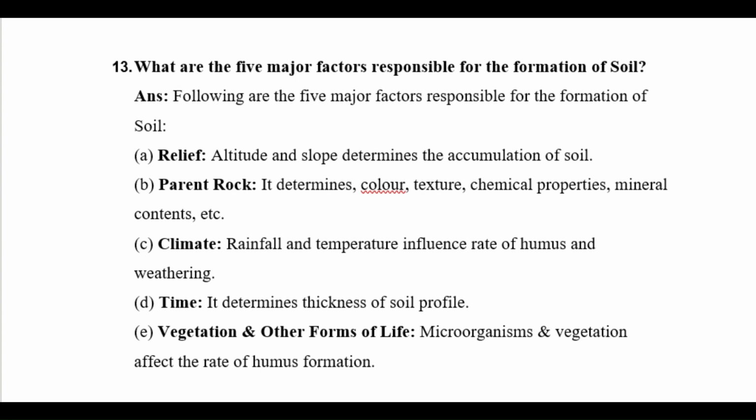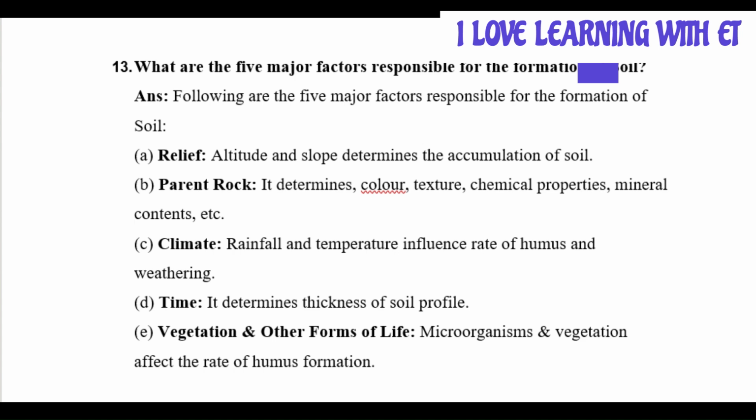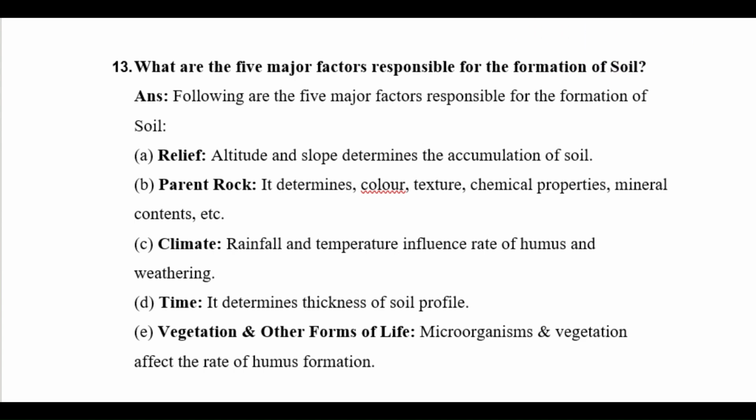13. What are the 5 major factors responsible for the formation of soil? Answer. Following are the 5 major factors responsible for the formation of soil. A. Relief. Altitude and slope determine the accumulation of soil. B. Parent rock. It determines color, texture, chemical properties, mineral contents, etc. C. Climate. Rainfall and temperature influence rate of humus and weathering. D. Time. It determines thickness of soil profile. E. Vegetation and other forms of life. Microorganisms and vegetation affect the rate of humus formation.